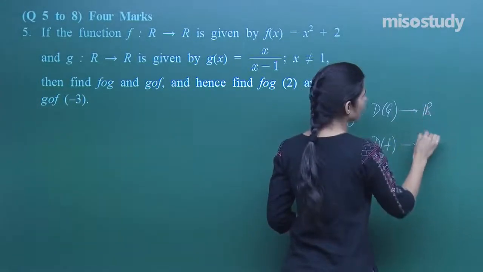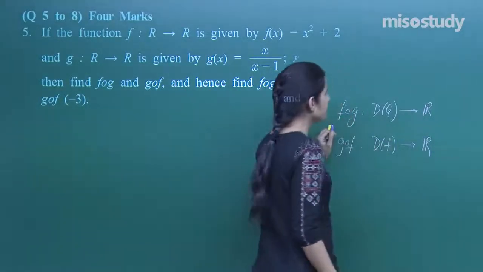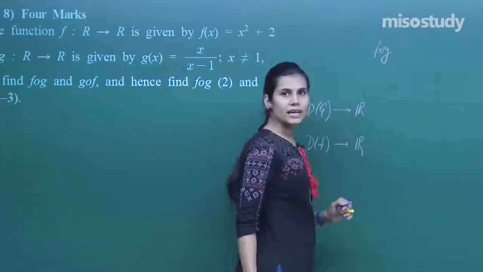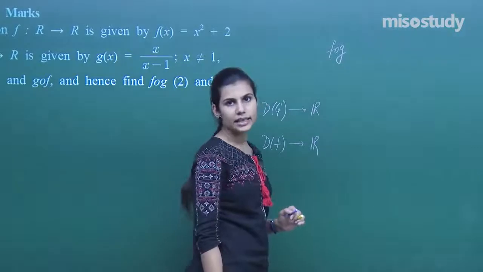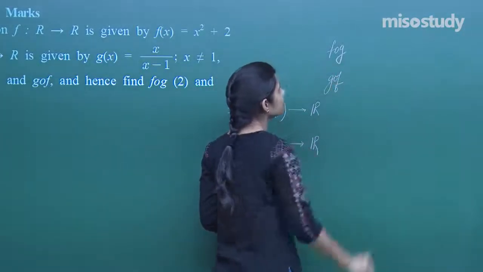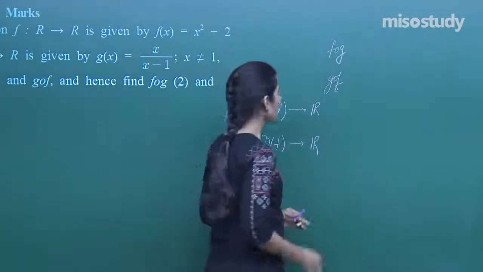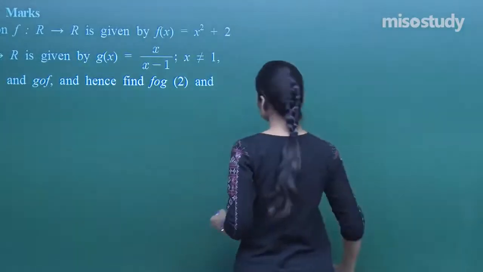I can say to collection of all reals, to collection of all reals. FOG is defined, let us first talk about FOG. FOG is defined only and only when range of G is contained in domain of F. And GOF is defined if and only if range of F is contained in domain of G. So first of all we need to talk about domain and range of F and G.